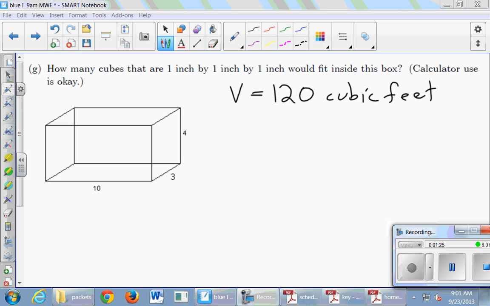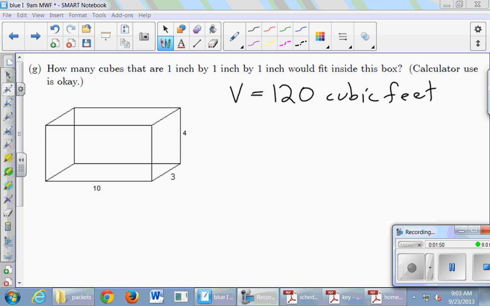All right. So the previous part of this question said how many 1 cubic foot boxes, 1 foot by 1 foot by 1 foot, fit inside. Well, it's 120. That's what a cubic foot is. But this problem talks about a 1 inch by 1 inch by 1 inch box. It's a little teeny tiny box, 1 inch on each side. And so the main idea here is that.